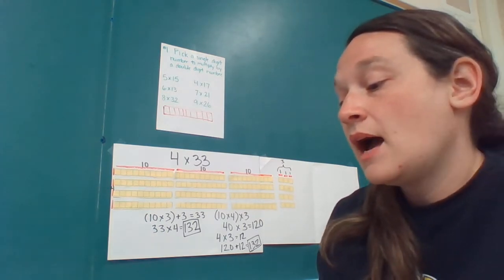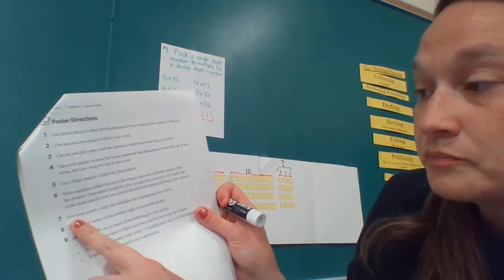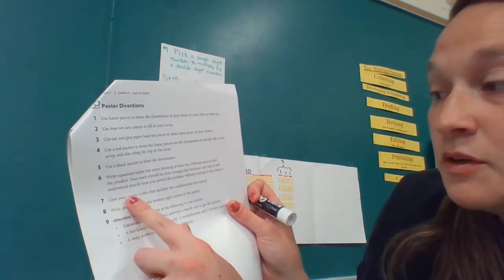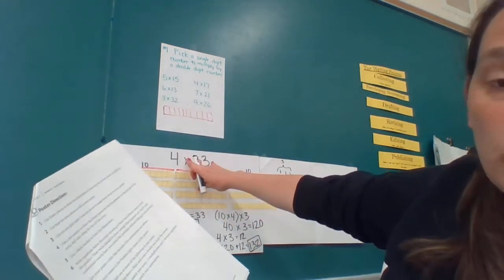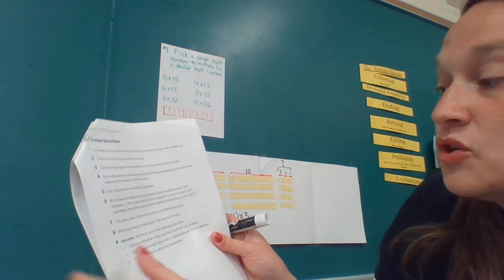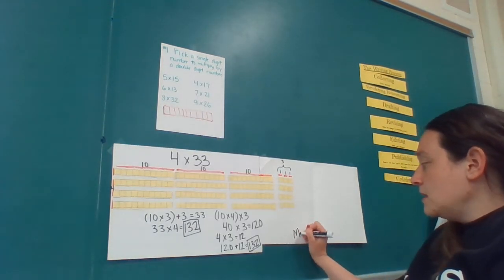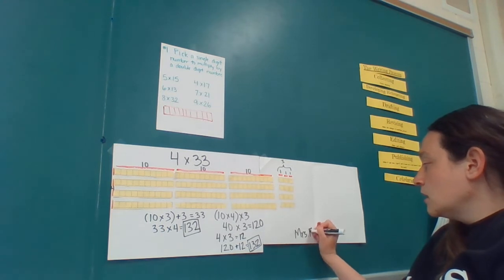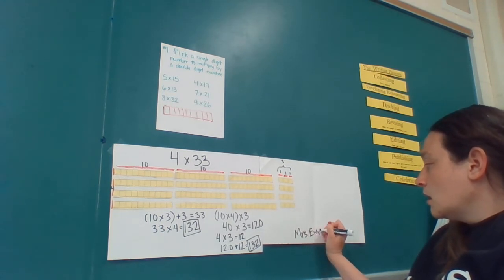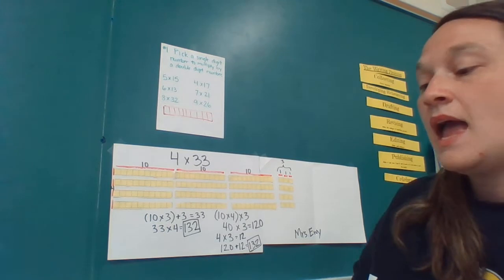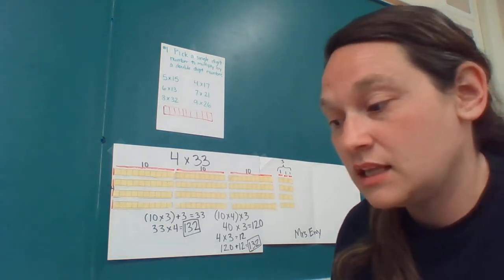So now when I look at this, it says give your poster a title that includes your combination. We did that at the very beginning. It says write your name in the bottom right corner of your poster. So I'm going to write my name in the bottom right corner of my poster. There we are. And then there are some challenge ones here.